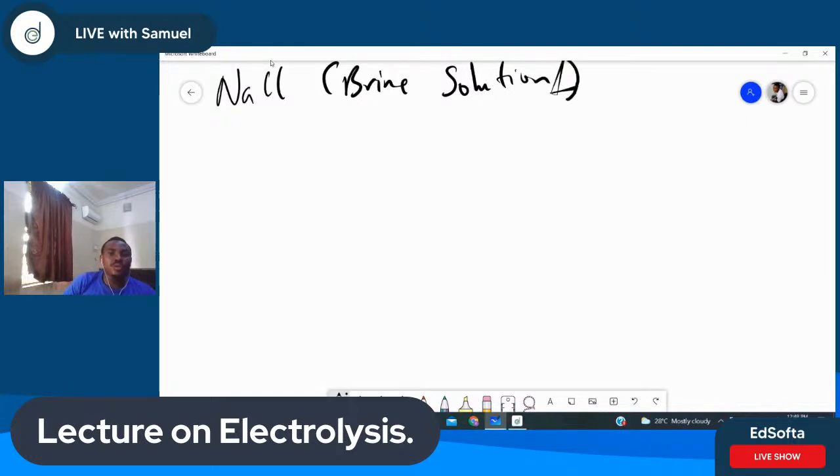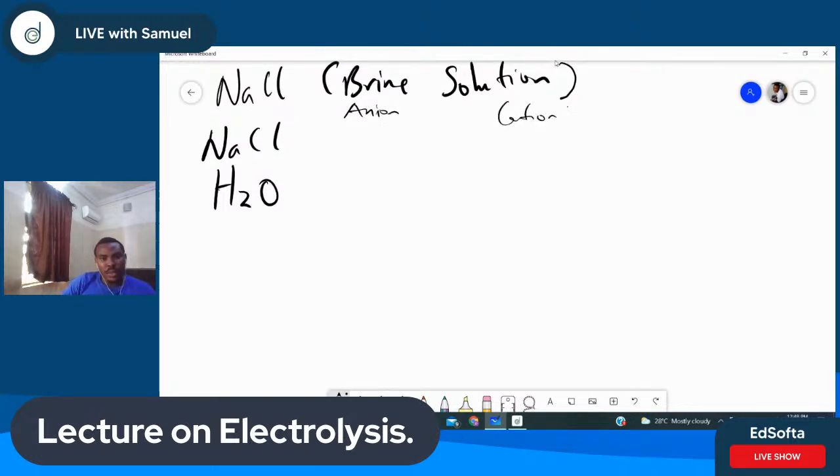Now, in this case, what you have to note is that since it's a solution, there's NaCl and there's the solvent, which is H2O. NaCl will produce ions. Anions are the negative ions, while cations are the positive ions. So anions, we have Cl minus and OH minus, and cations, Na plus and H plus. So we have two ions here and two ions here.